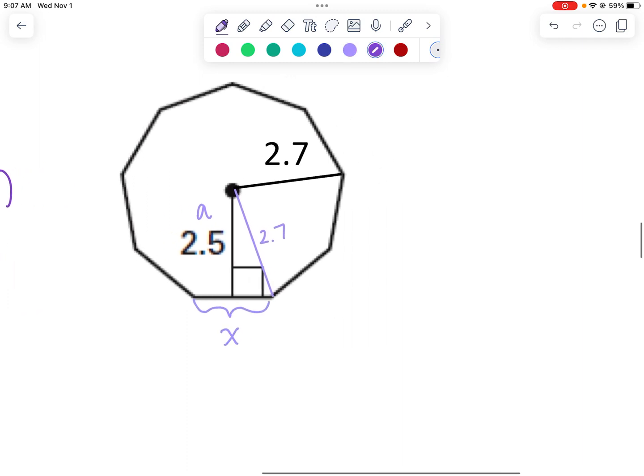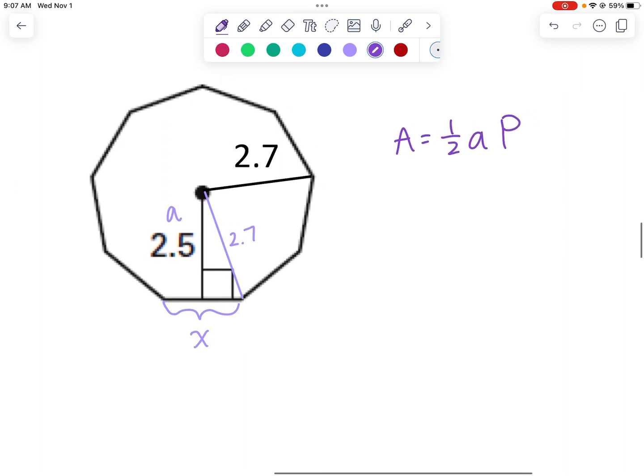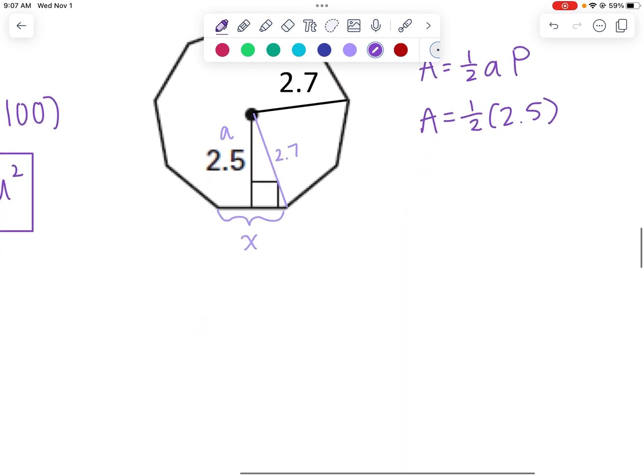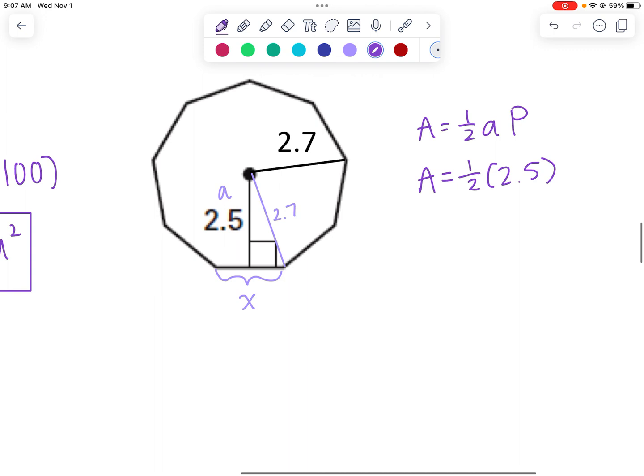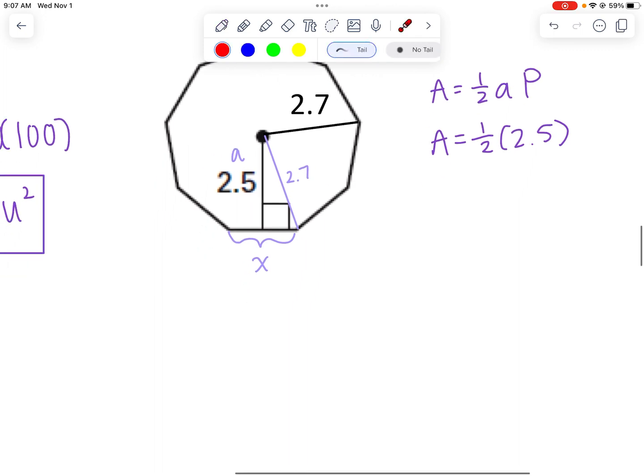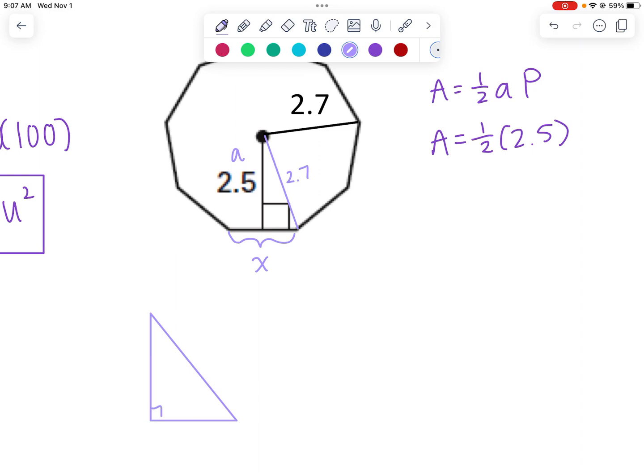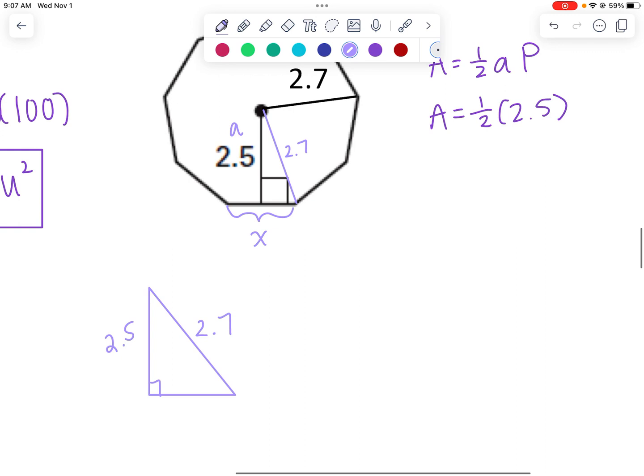So if I were going to do area equals 1/2 little a capital P, area equals 1/2, the apothem is 2.5. What I don't have is the perimeter. So I'm going to have to do Pythagorean theorem again. Anytime you're missing your apothem or you're missing a side, Pythagorean theorem is going to get you there. So if I draw that triangle, my radius is my hypotenuse at 2.7. My height is 2.5, and I'm looking for this leg.